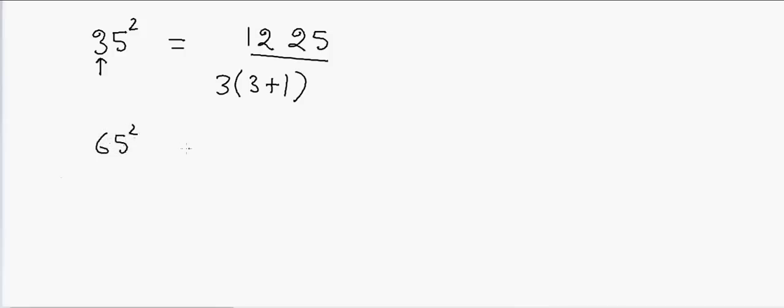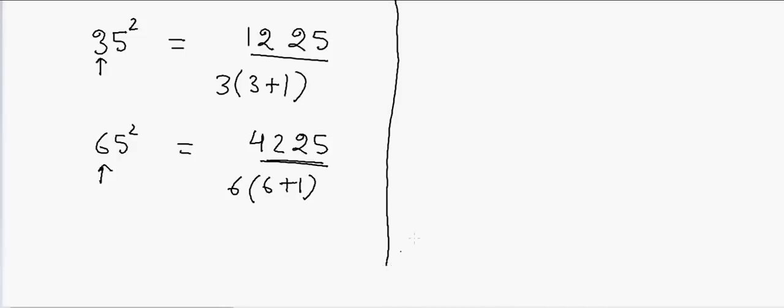Another example, if I have 65 squared, in that case I have to write 25, and then I'll take 6 and multiply 6 by 6 plus 1, which is equal to 7. 7 times 6 is 42. So the answer is 4225.